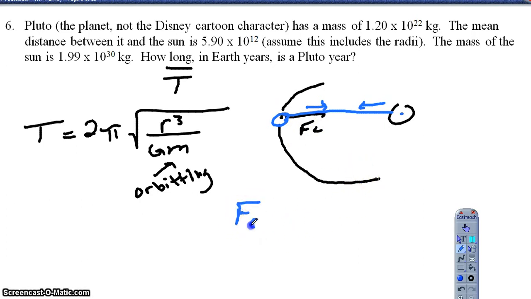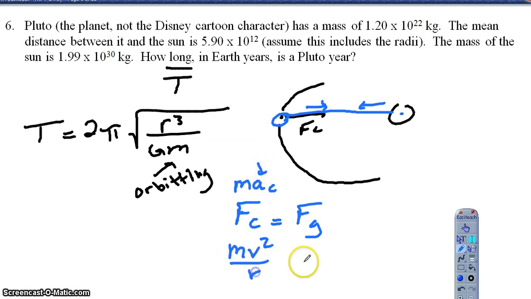Okay, so as long as I recognize that, I can set my centripetal force equal to my force due to gravity, and then it just comes down to knowing these equations. Well, the good news is you do have these equations pretty easily found on the formula sheet. Now, they don't give us centripetal force, but we know force is mass times acceleration, and they do give us a centripetal acceleration. Okay, so looking that up, this is mv squared over r.